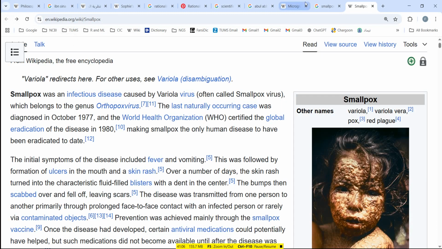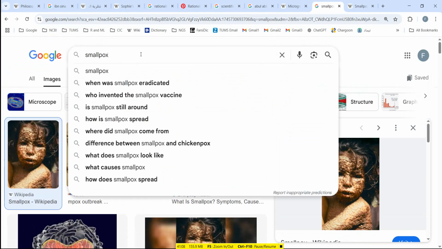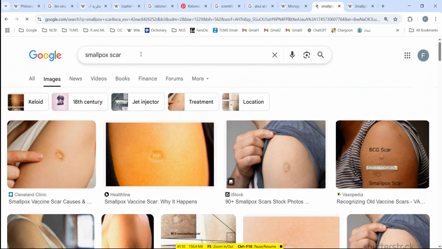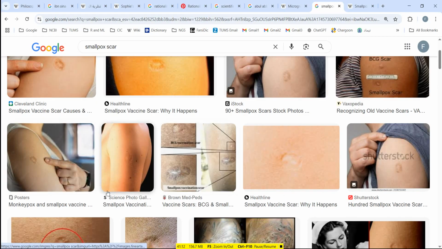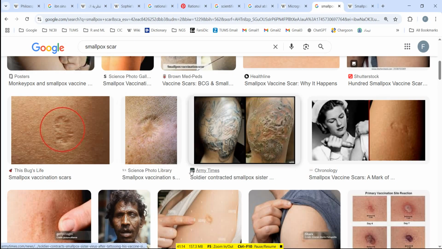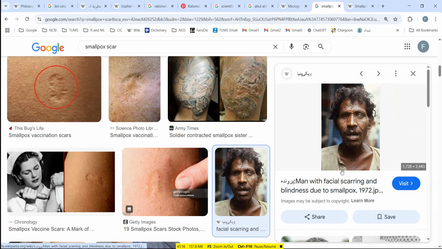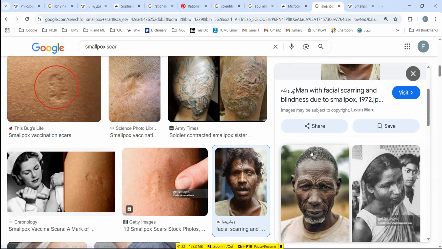So if somebody survives smallpox, there will be a lot of scars, and those scars are going to remain for the rest of their life, usually on the face. This is the scar that remains after vaccination, but smallpox scars are usually on the face.